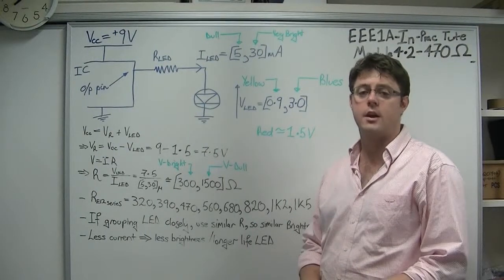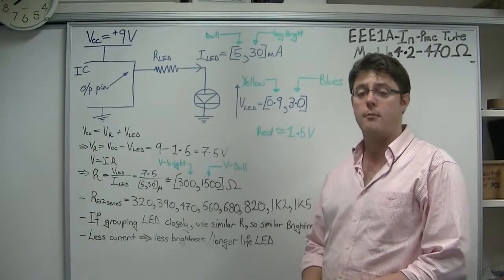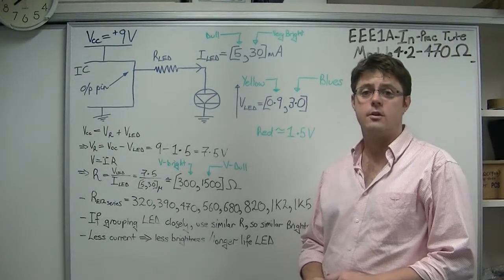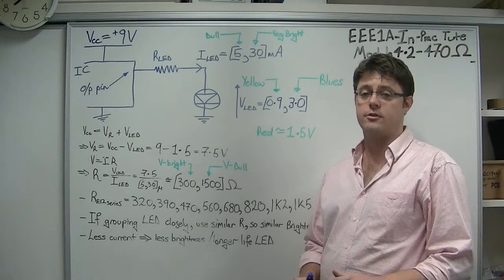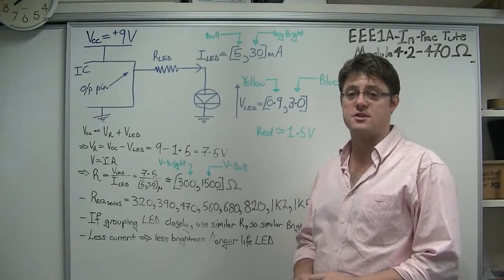So welcome to the University of Adelaide's Electrical and Electronic Engineering 1A in-practice tutorial for Module 4, Part 2. Today we're going to be going through a short discussion on what to do if you run out of 470 ohm resistors. We're going to be showing you what other resistors can be used instead of the 470 ohms.